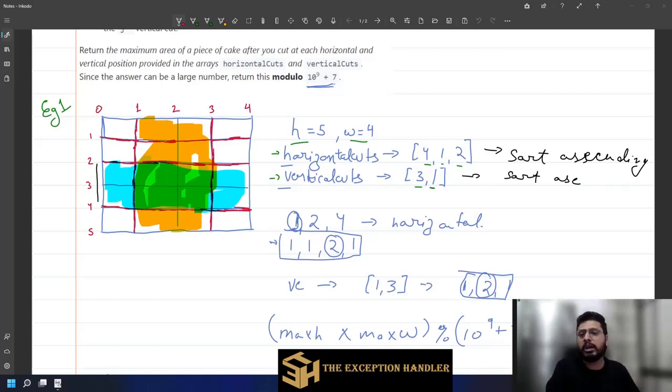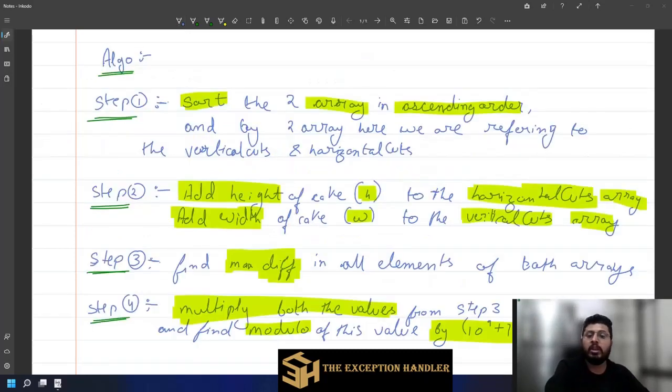Now let's jump to the algorithm here. So now let's understand the final algorithm, and then we'll do a basic dry run with another example, and then finally look at the code. So the algorithm states that in the first step, sort both these two arrays in ascending order. By both these two arrays, I mean the vertical and the horizontal cut arrays.